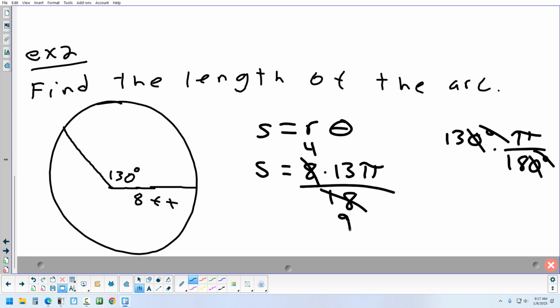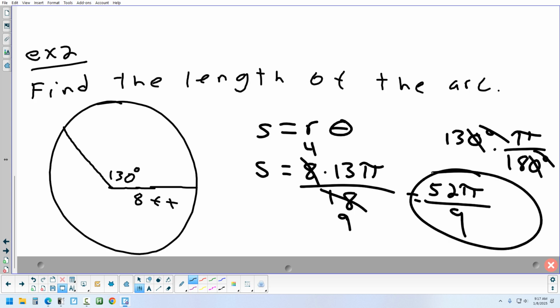Okay. Let's multiply what we have left. What's 4 times 13? 52. So that's 52 pi. So 52 pi divided by 9. And again, we do need a label on that. 52 pi over 9 was what letter?